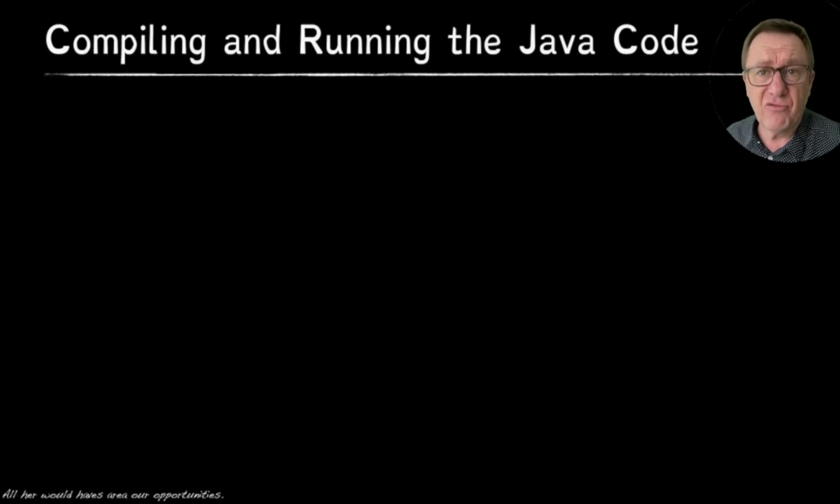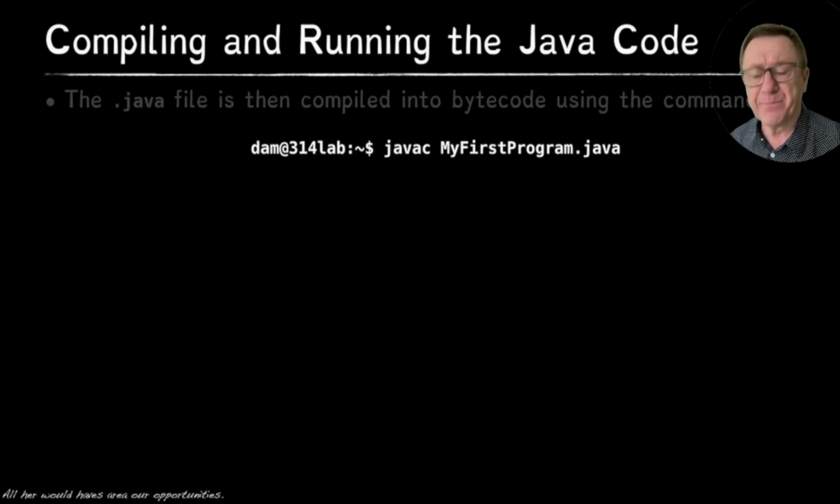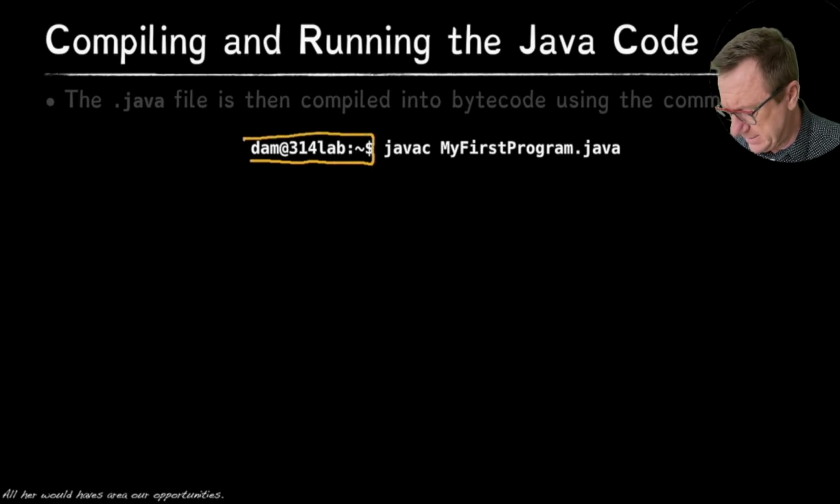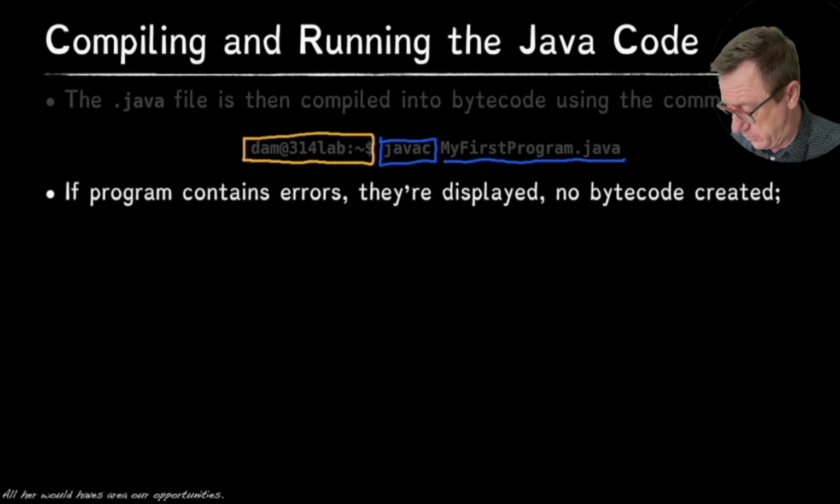So, compiling and running the Java code. Okay, so our .java file is going to be compiled down to a bytecode file, to a class file. And we're going to do that using this command. Now, this here is just the prompt, okay? So don't be concerned about that. What we're doing is I write javac, space, and then the full name, MyFirstProgram.java. That's the name of the file. And then I hit enter and the Java compiler is going to go about trying to compile that file, okay?